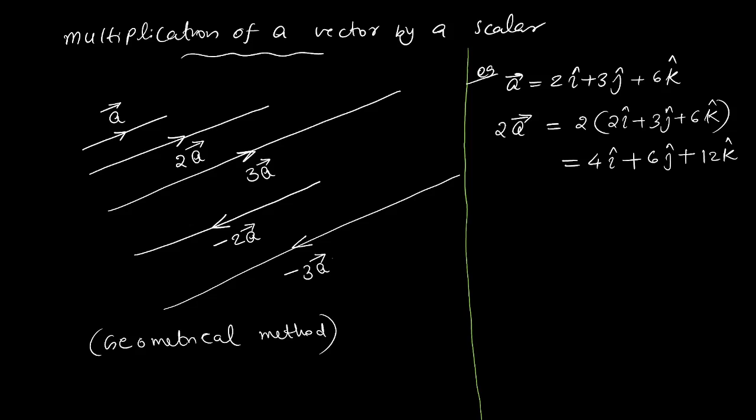So I discussed 2 methods of multiplication of a vector by a scalar. First one is geometrical, how to find 2a, 3a, 4a like that. The second is algebraic. Algebraic means no diagram is given. A vector is given in terms of ijk, so it is very simple. If the vector is given in terms of ijk, it is very easy to find 2a, 3a like that. So all of you please write down.